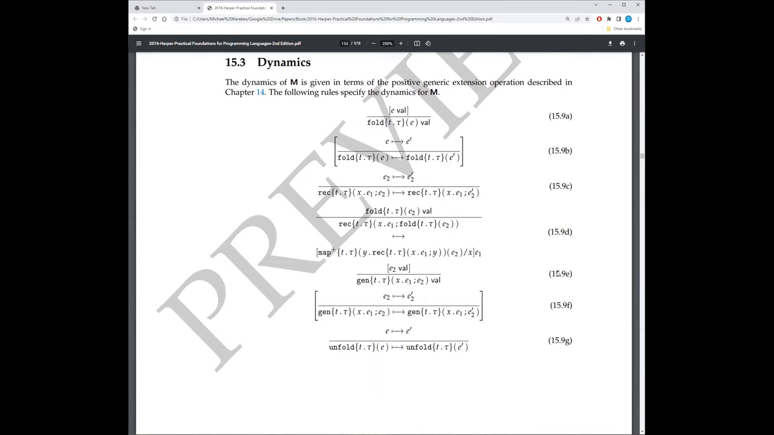So this seems like a repeat of what we just talked about. I'm not sure why it's different. Just not with natural numbers. Yeah, just like talking about it generically. Yeah.